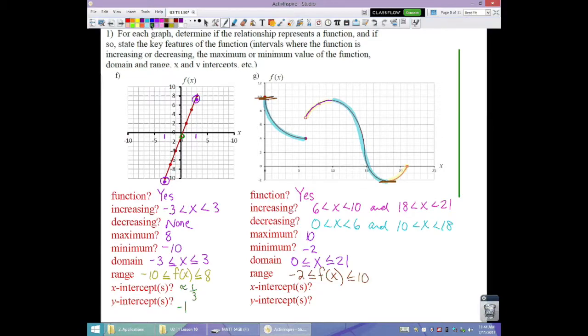X-intercepts, I see 2 of them. One is just after 15 and one is at 21. So about 15.1 and 21. Y-intercepts, we have just the one, and it is at 10.